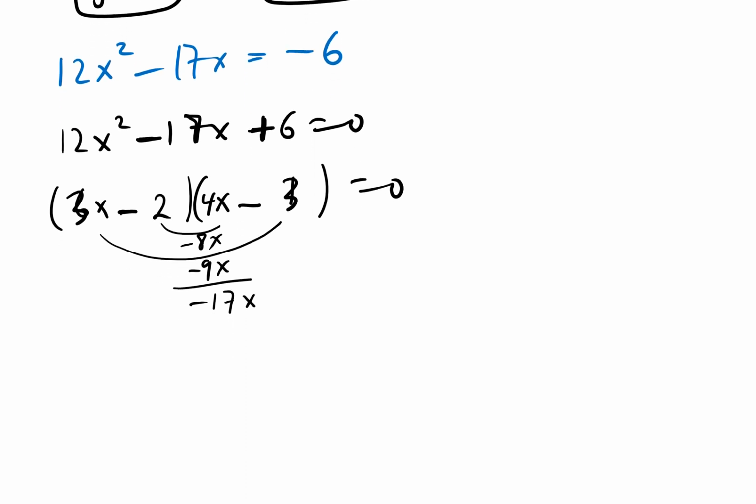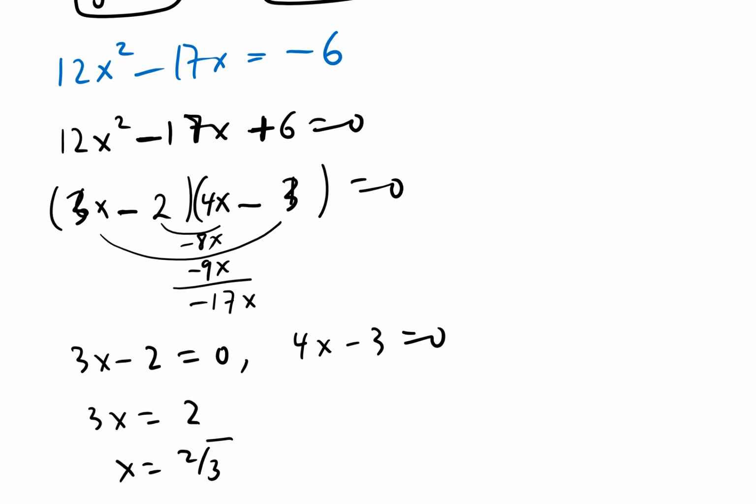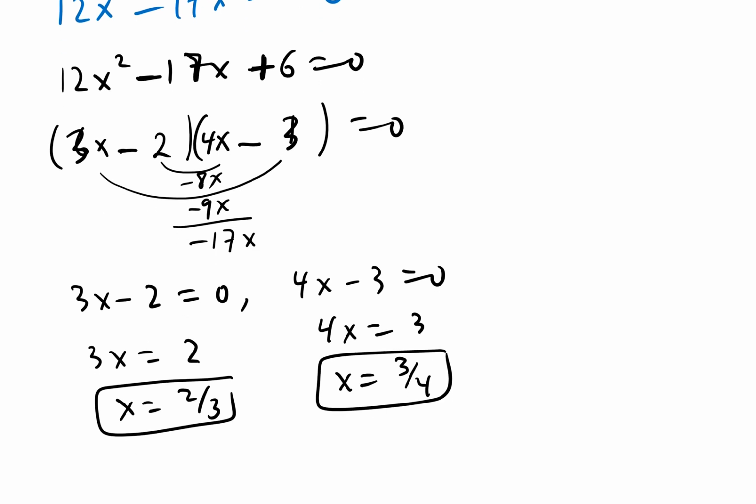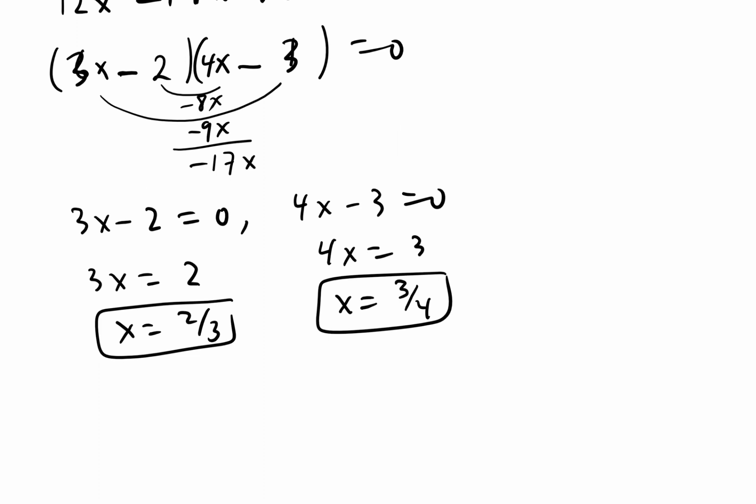Then for this to equal 0, 3x minus 2 must equal 0, or 4x minus 3 must equal 0. So then add 2 to both sides and divide by 3. Add 3 to both sides and divide by 4. That's what we got.